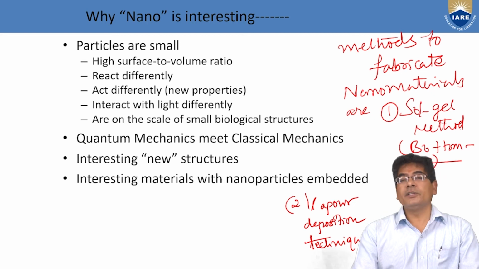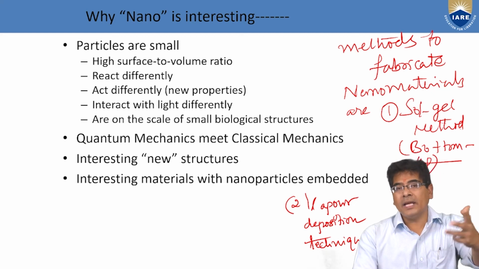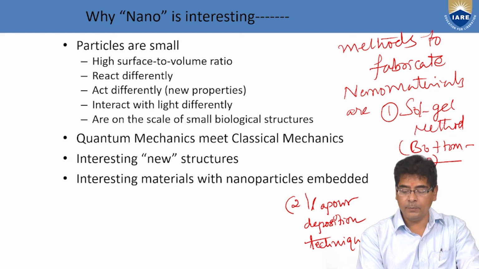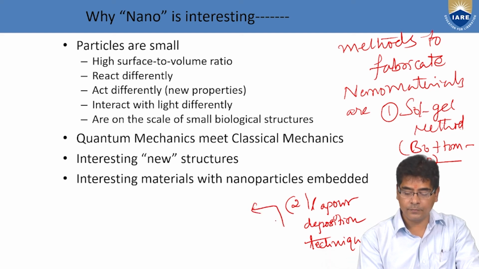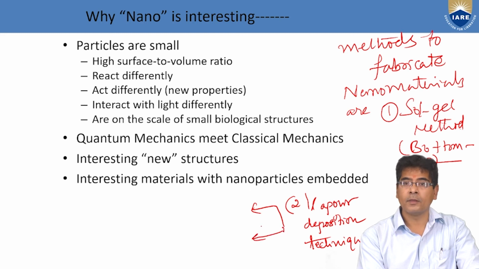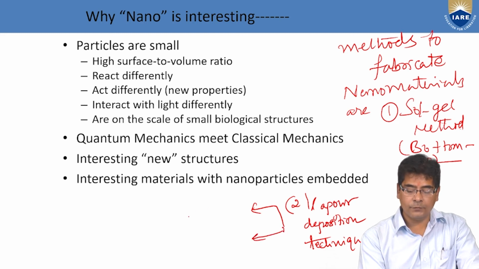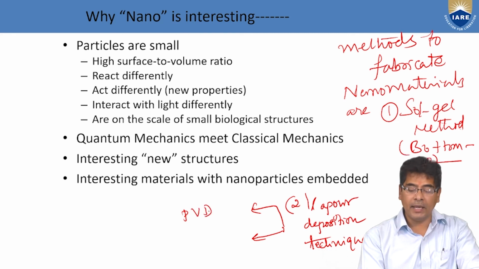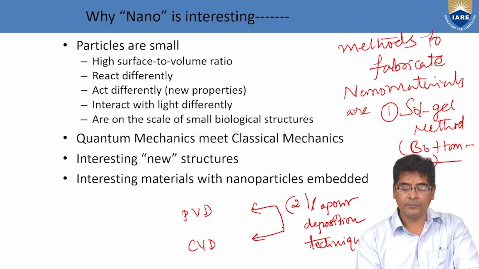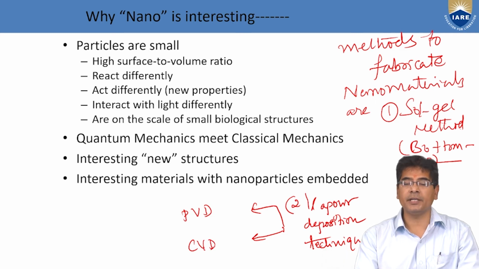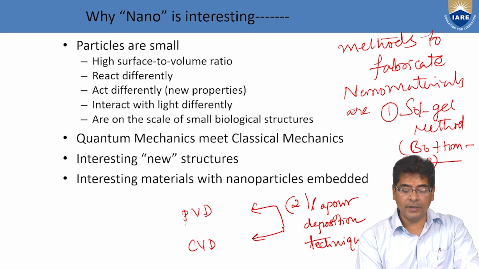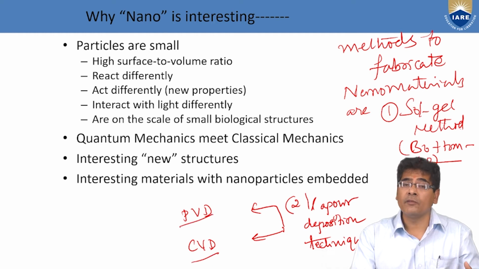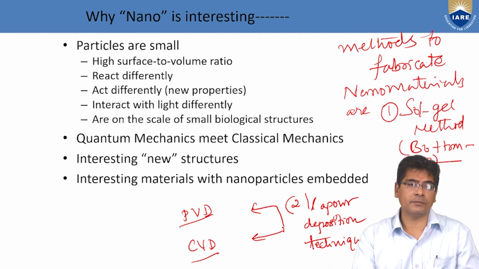In vapor deposition techniques, we have two types. One is physical vapor deposition, which we call PVD, and the other is chemical vapor deposition, which we call CVD. So physical vapor deposition techniques and chemical vapor deposition techniques have a significant role in the fabrication of nanomaterials.